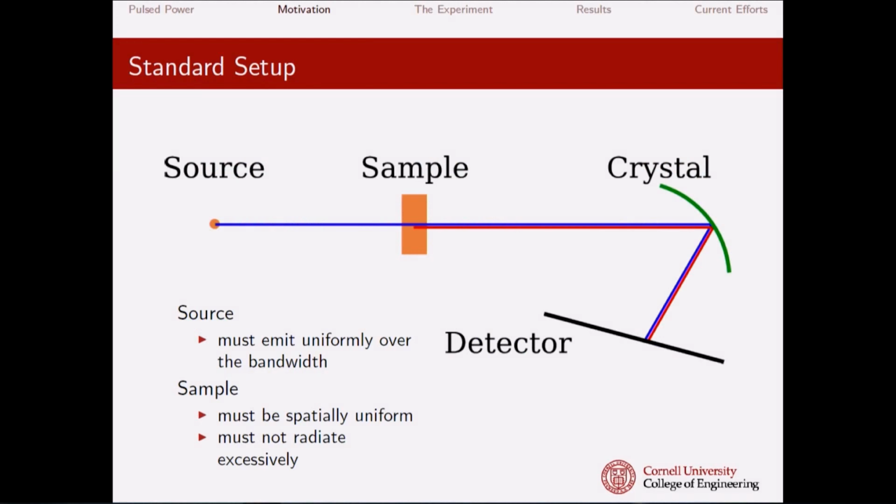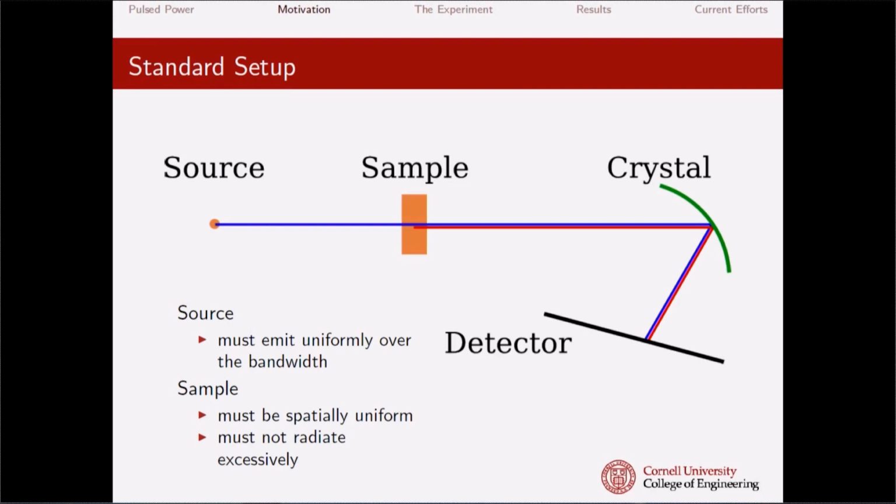So how do you see those? That's done with a standard absorption spectroscopy setup. On the left, we have a source of X-rays, which will be the hybrid pinch from my experiments. We have some sort of sample that we're trying to look at. And then on the right, we have a crystal that will disperse the X-rays into their spectral components and collect everything on the detector.